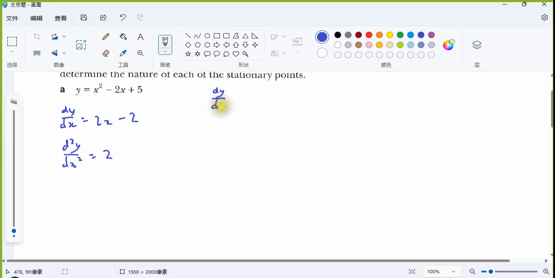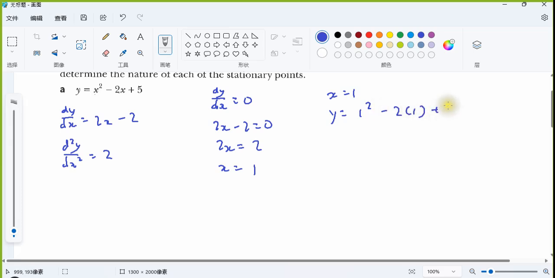So when we have dy/dx equal to 0, then we have 2x minus 2 equal to 0, 2x equal to 2, x equal to 1. So when x equal to 1, y will be 1 squared minus 2 times 1 plus 5. So it is 4. So we have (1, 4) here. And the second derivative when x equal to 1 is 2. This is greater than 0.